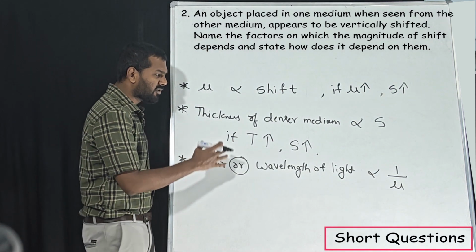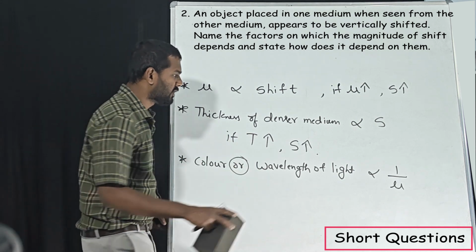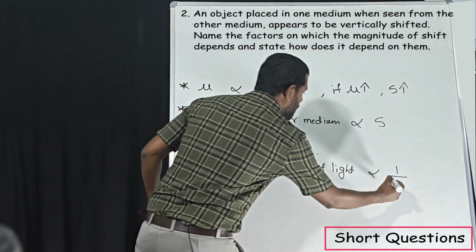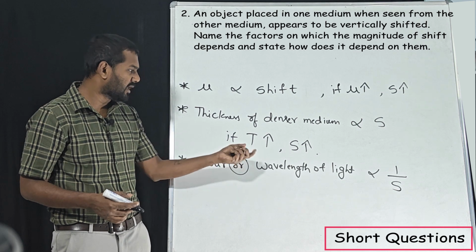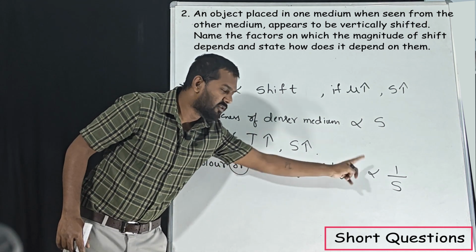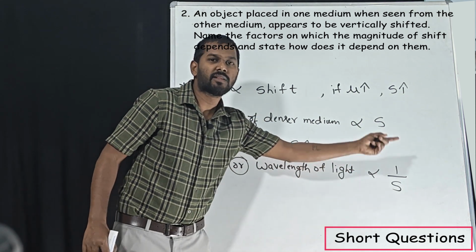That means if the wavelength, see, it is not refractive index, it should be shift. So if wavelength increases, shift decreases. That is nothing but inversely proportional. The symbol is the same, we are taking the reciprocal.